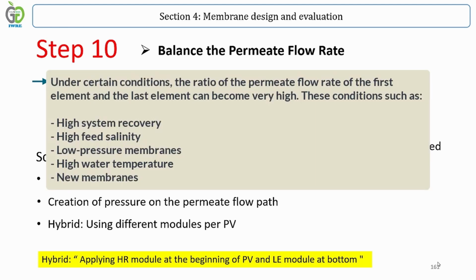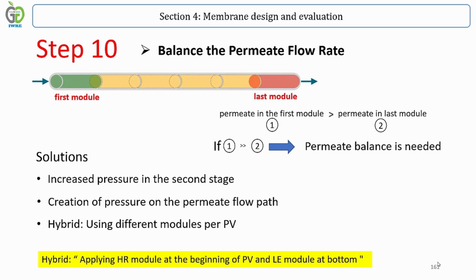Under certain conditions, the ratio of the permeate flow rate of the first element and the last element can become very high. These conditions include high system recovery, high feed salinity, low pressure membranes, high water temperature, and new membranes. The goal of a good design is to balance the flow rate of elements in different positions.